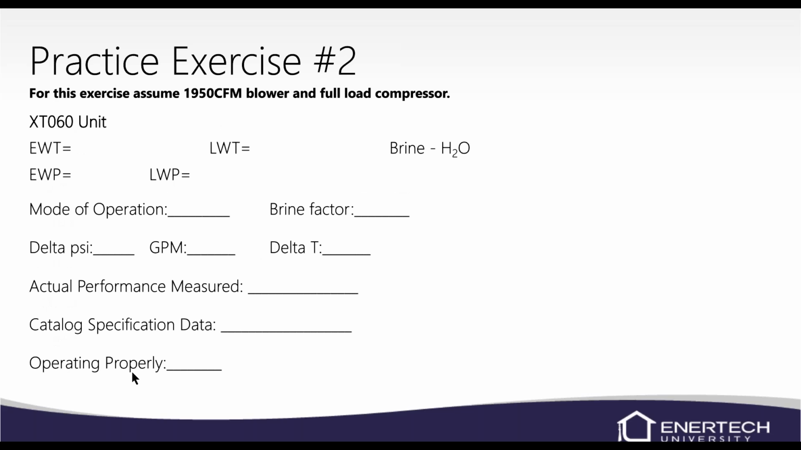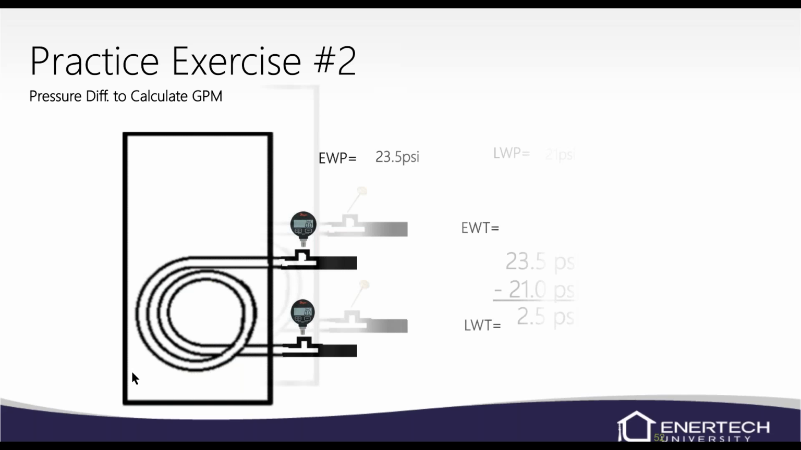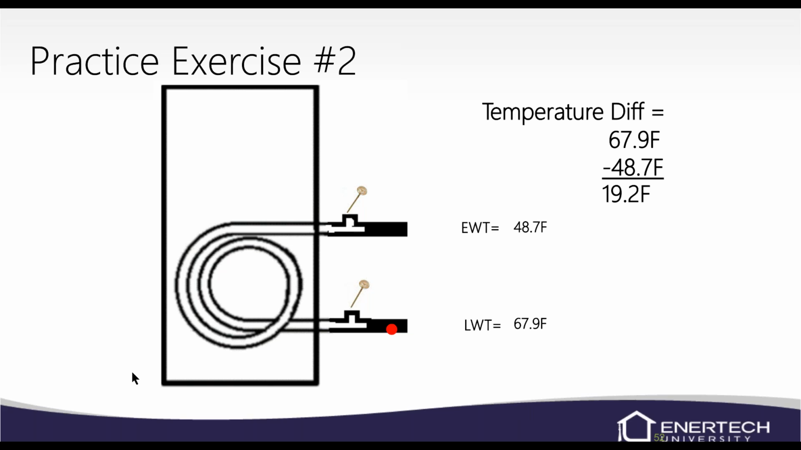This one is an XT060, so again, another packaged unit, and we're going to be at 1950 CFM, and we're in second stage on the compressor. So first, we're going to check our pressure drop. We have 23.5 in and 21 out, so 2.5 pound pressure drop. Next, we'll look at our temperatures. We had 48.7 degrees in and 67.9 out.